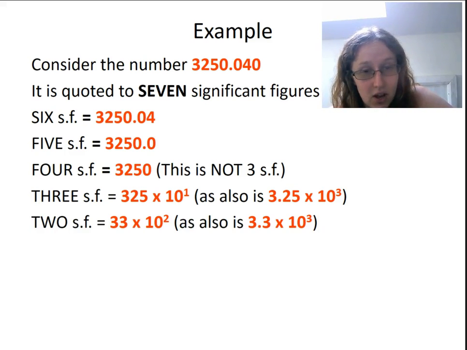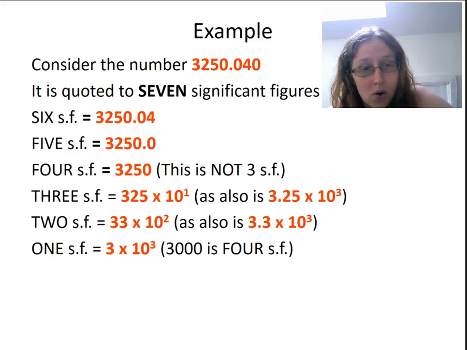2 significant figures, again, I've got a couple options. 1 significant figure, really it's only going to be 3 times 10 to the 3. If I wrote 3,000, that would be 4 significant figures. Got to watch that one, people do that a lot. You think that you're putting it to 1 significant figure, but you're just rounding it to the nearest 1,000, which is not quite the same thing, so just be careful on that.